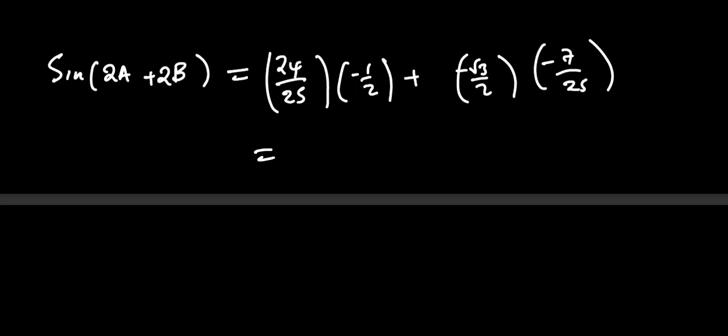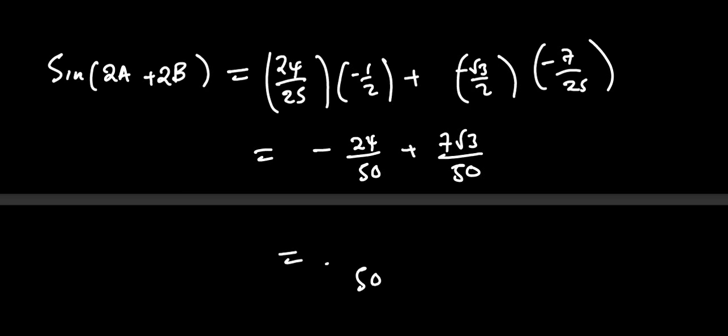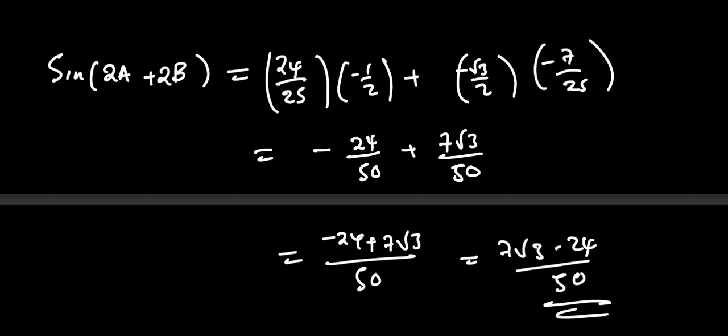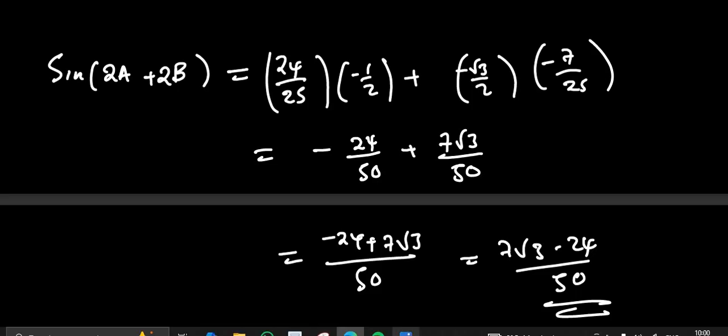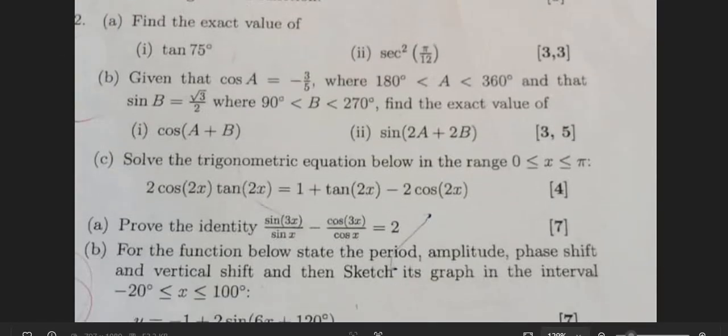So this is now going to be negative 24 over 50 plus 7 root 3 over 50. So this turns out to be 50. This can just be written as negative 24 plus 7 root 3, which is the same as 7 root 3 minus 24 over 50. So this is what they wanted for question 2B part 2. That was what was required. Yeah, that's what you have. So that's the answer here, that's your 5 marks.